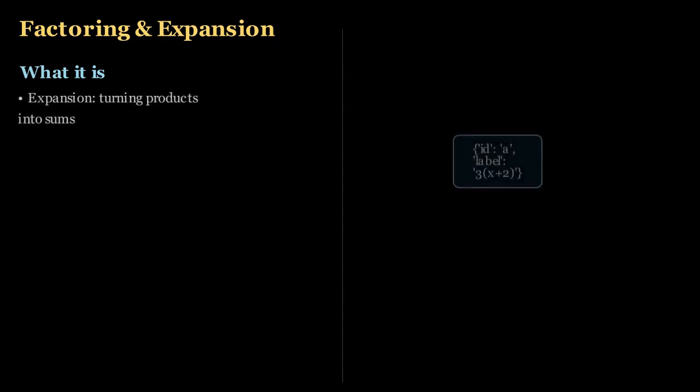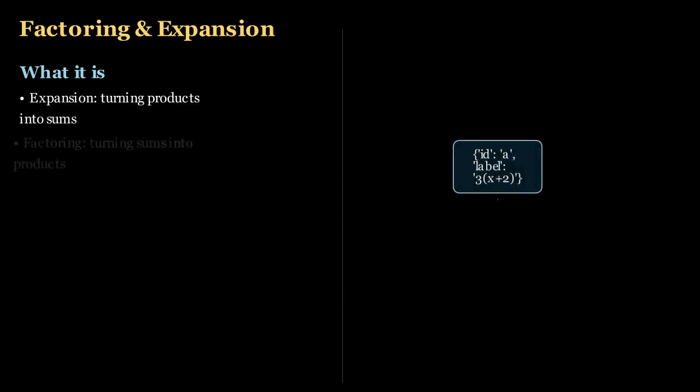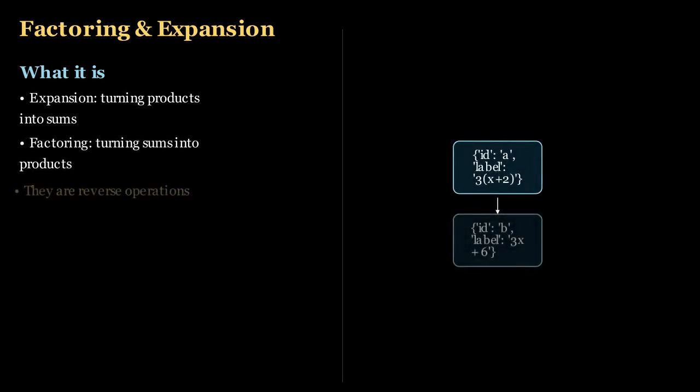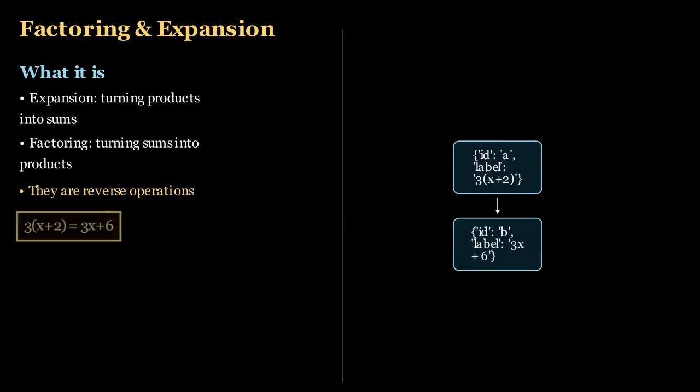Imagine you have two numbers multiplied together, like 3 times the quantity x plus 2. Expansion means you spread out that multiplication into a sum of separate terms, 3x plus 6. Factoring is the exact reverse. You start with a sum, like 3x plus 6, and you look for a common piece you can pull out, turning it back into a product, 3 times x plus 2. They are two sides of the same coin, and together they let you rewrite expressions in whichever form is more useful for the problem at hand.